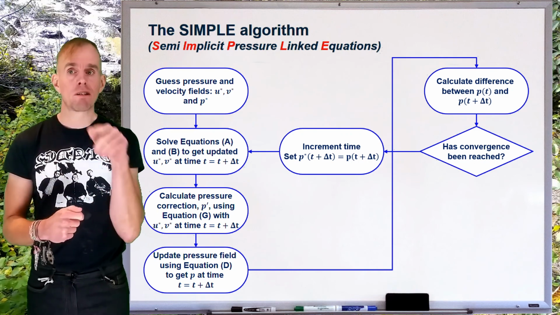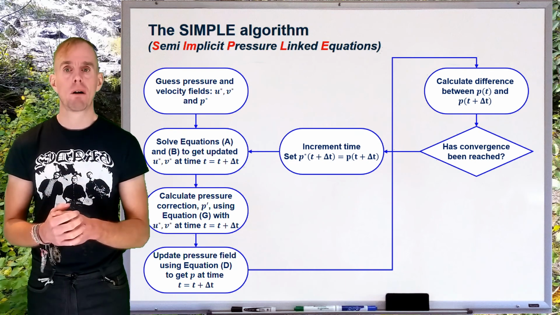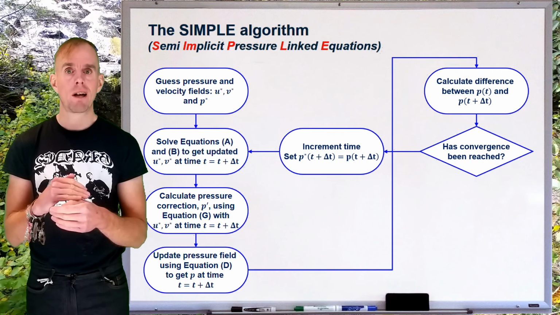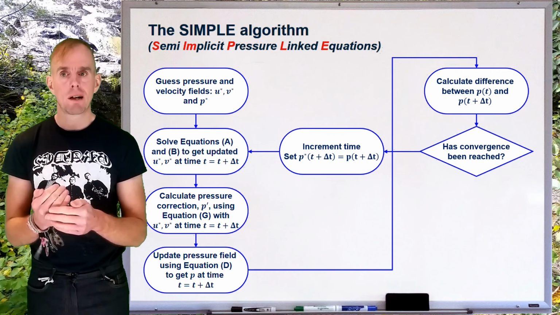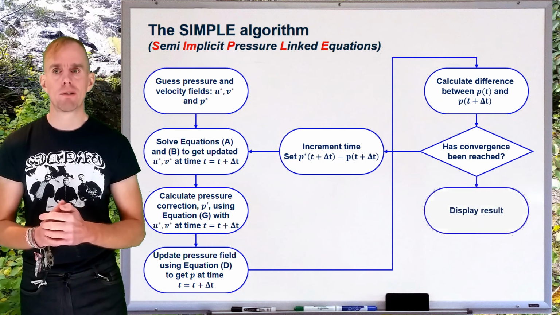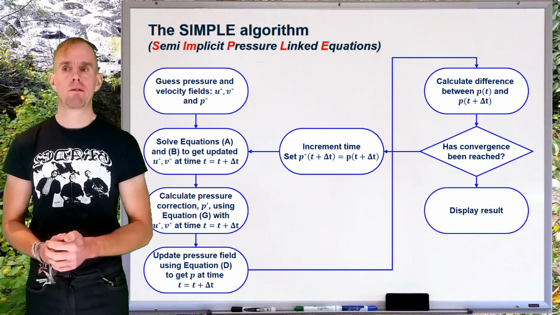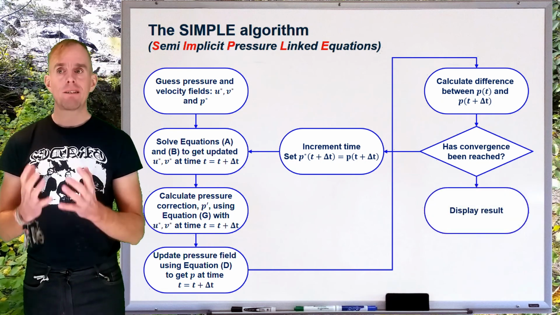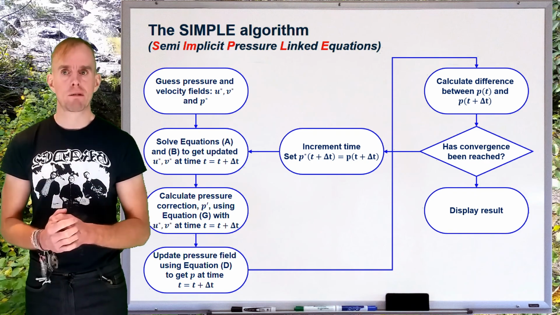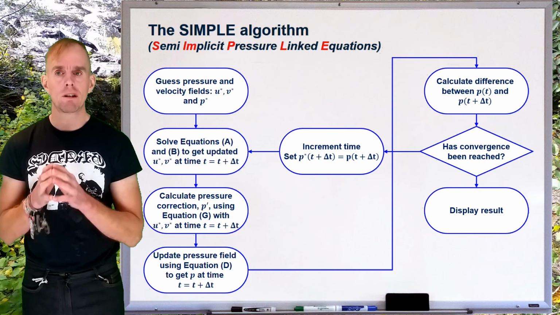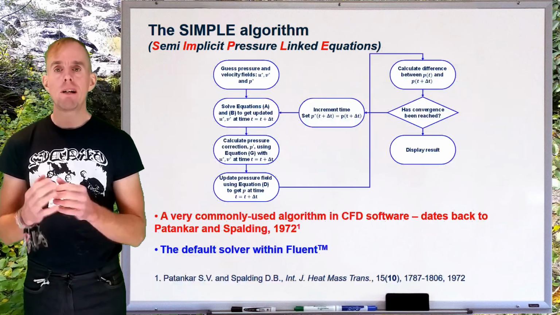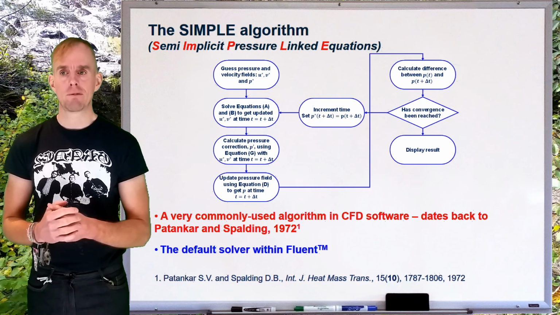And we'll go around this little figure of 8 loop until we have an acceptably small difference between the pressure fields at the current time step and the previous time step. So when that happens, we say that convergence has been reached and we display the result. So that is the semi-implicit pressure linked equation algorithm, and this is one of the core algorithms that is used to solve the Navier Stokes equations numerically. It's very, very commonly implemented in CFD software.